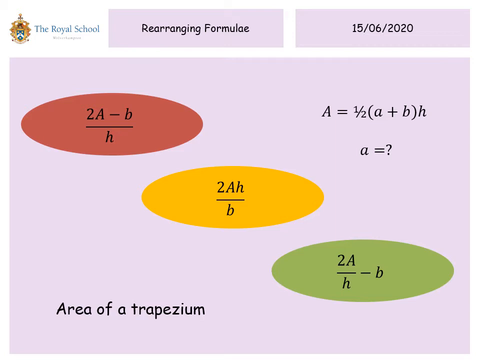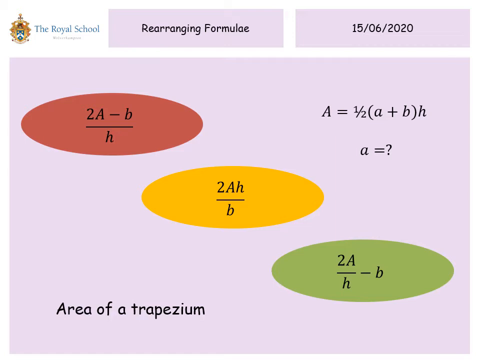Another one then, area of a trapezium. So our area is a half brackets a plus b, h. And you should have used that plenty of times as well. But what if we tried to make a the subject of the formula? What would the formula then look like? Again, a few moments for you to try and rearrange this yourselves, and then we'll run through the answers.